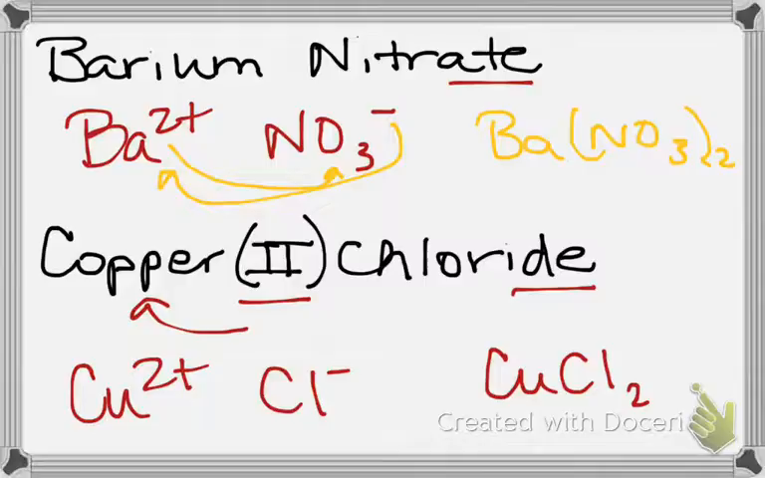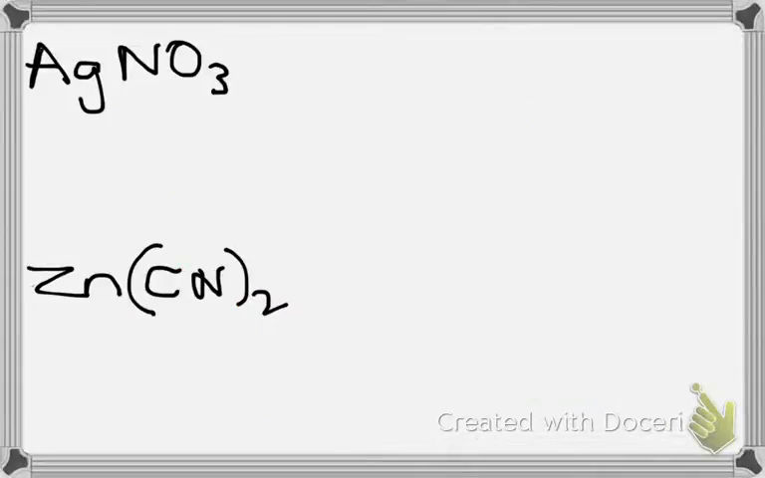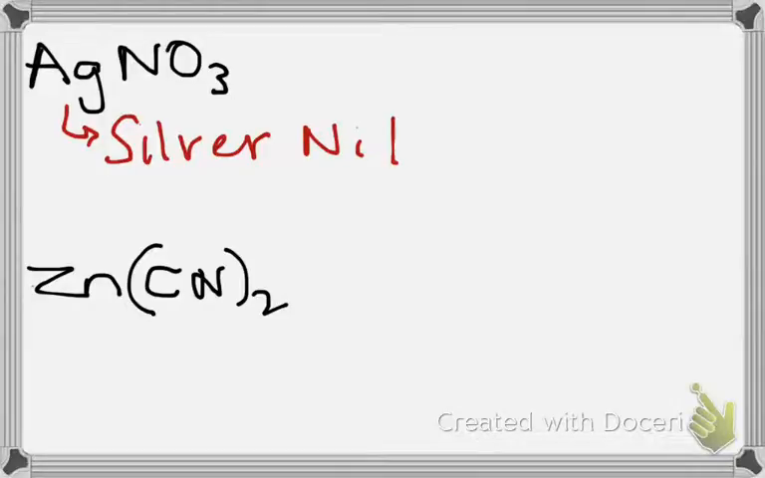Now, when you're going backwards, from the formula to the name, it's actually very simple. You do not use prefixes. Alright, you write the name of the metal, and then the name of the anion, which in this case is nitrate.